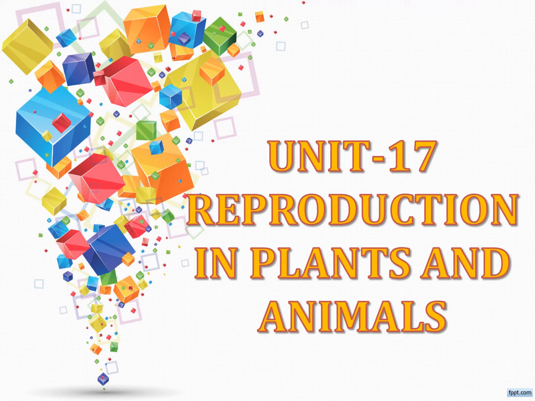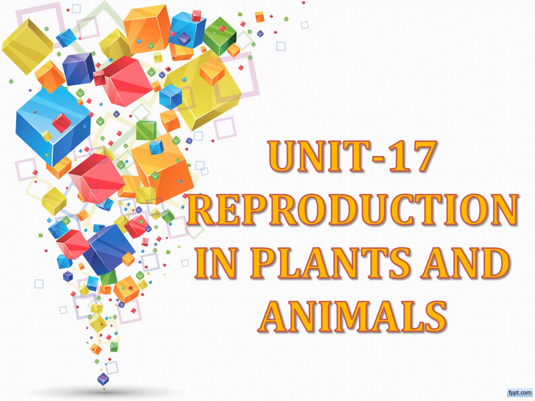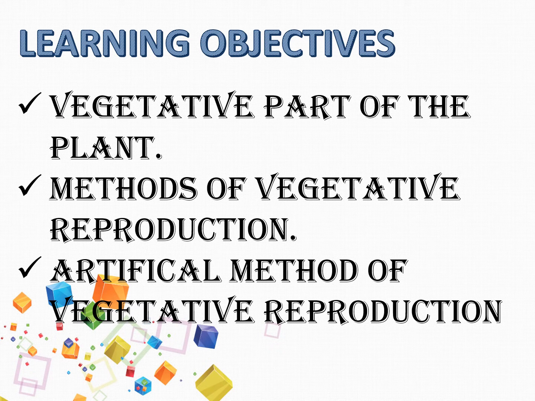Dear students, in this video, we are going to see Unit 17, Reproduction in Plants and Animals. The learning objectives under this topic are: we are going to learn the vegetative parts of the plant, methods of vegetative reproduction, and artificial methods of vegetative reproduction.